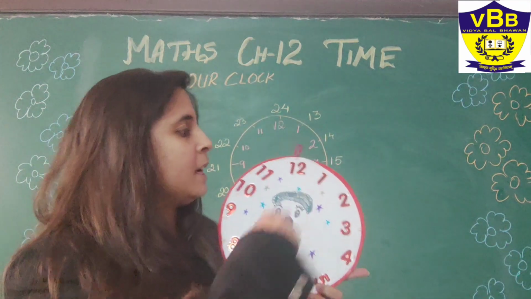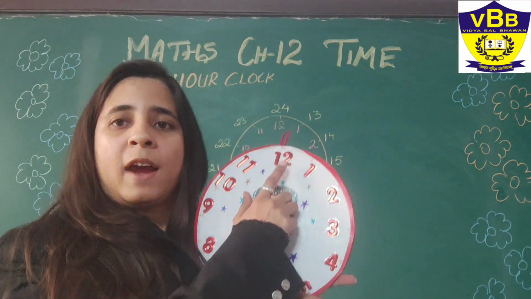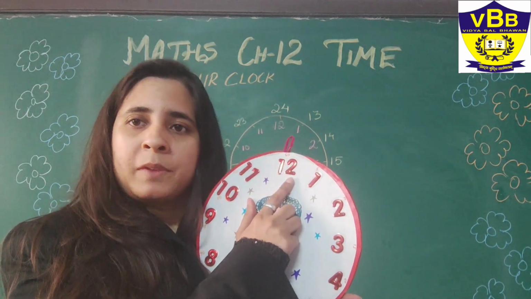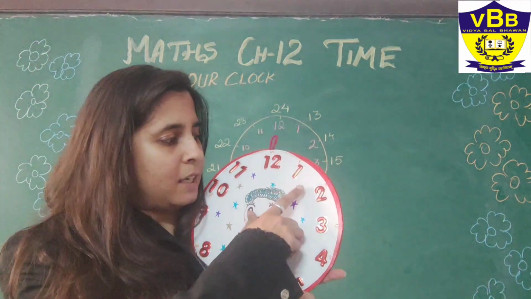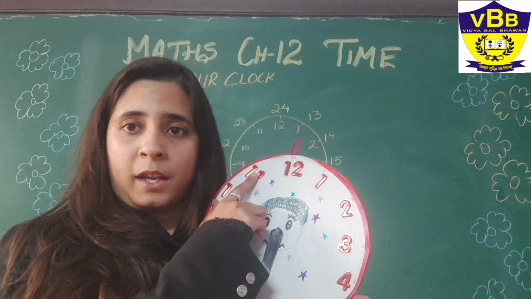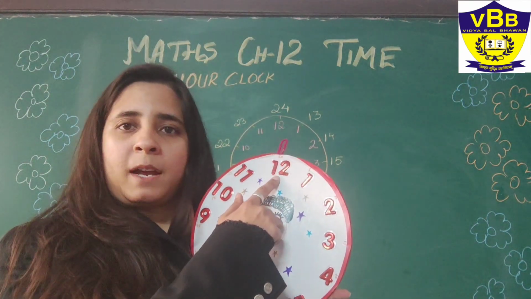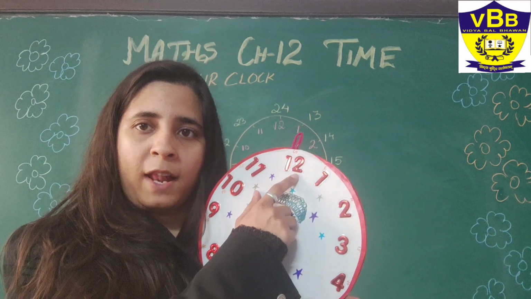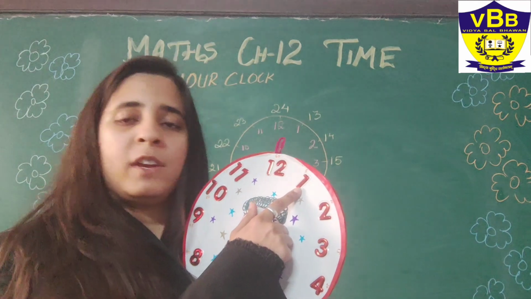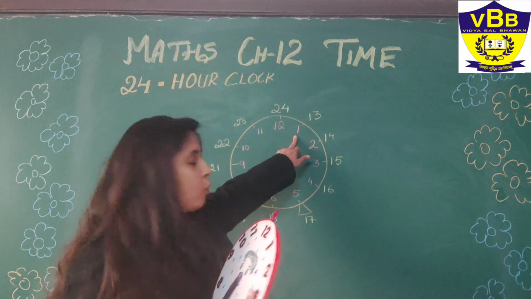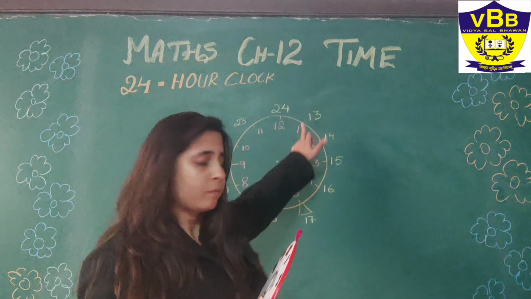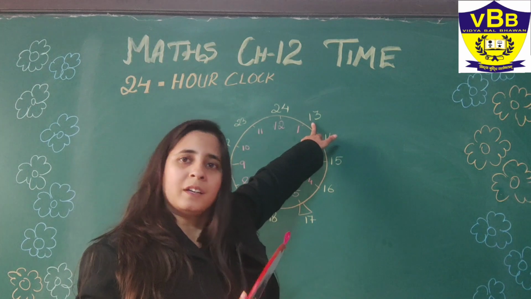What happens is that the day starts at 12 at midnight, and we say it as 12 AM. Then it is 1 AM at night, then 2 AM, 3 AM, and it goes till 11 AM in the morning. Right? Then we go to 12 noon. What do we say after 12 noon? We go to 1. So 1 PM will be read as 13 hours.